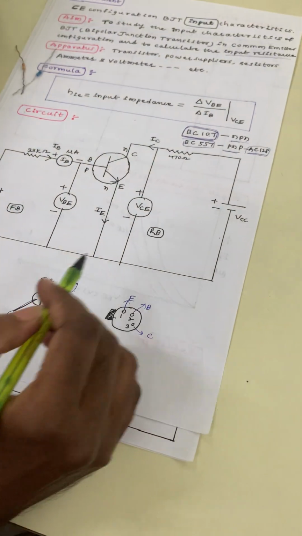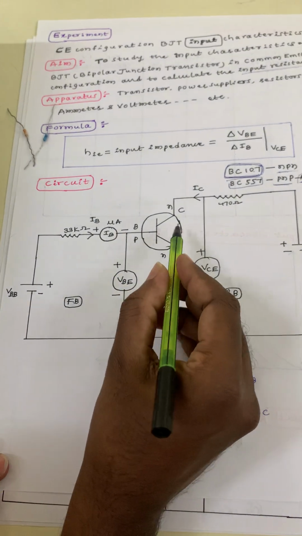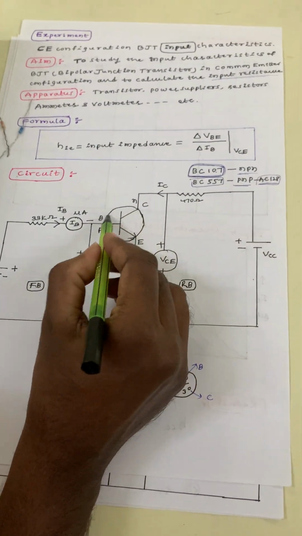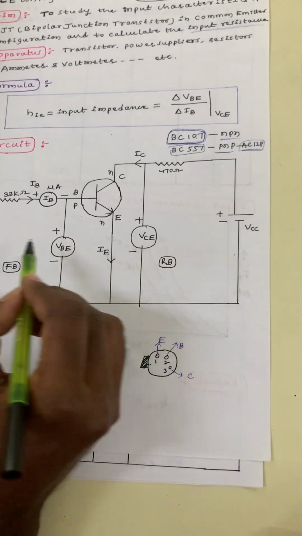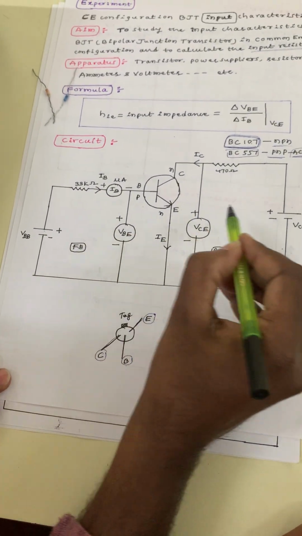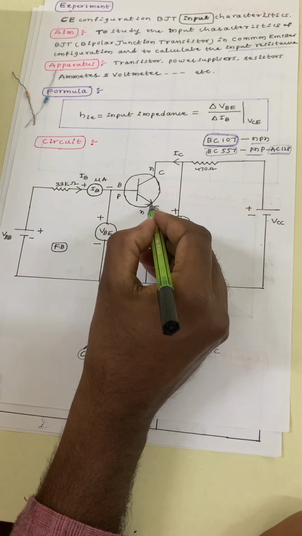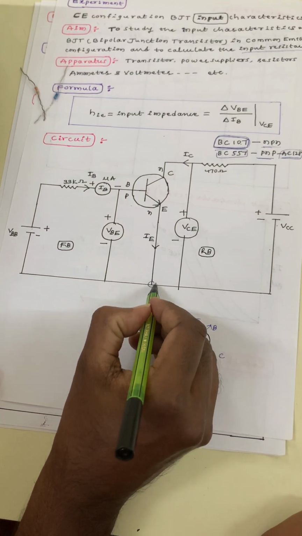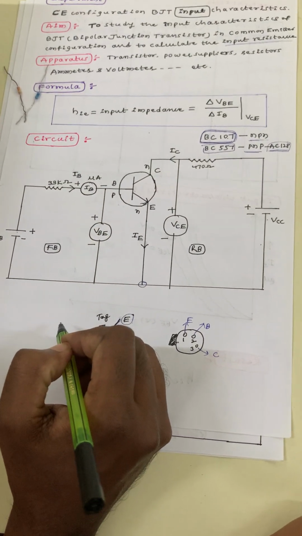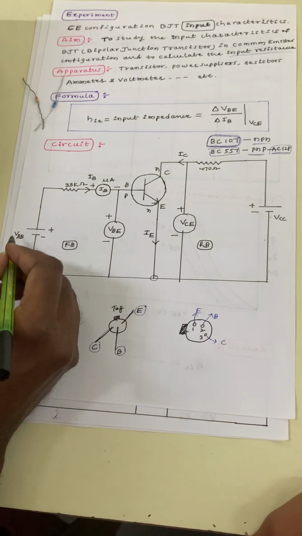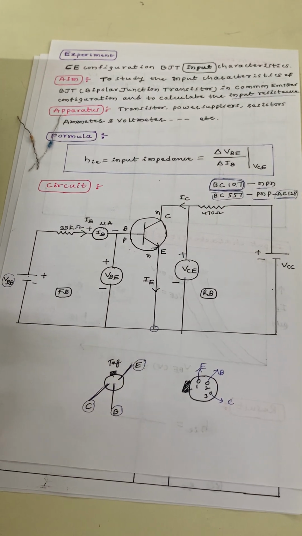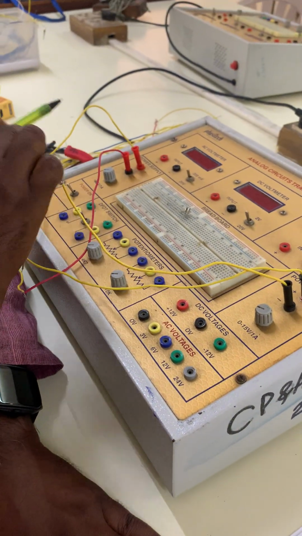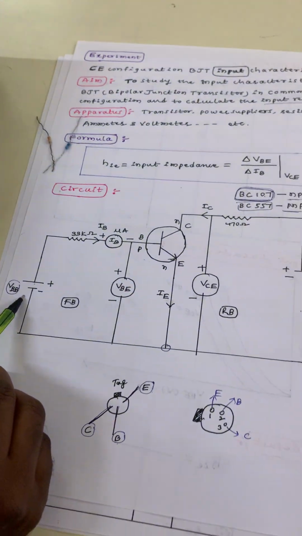First, you see the circuit diagram. This one is the NPN transistor symbol. Here the emitter is common to the input and common to the output. Now the emitter is connected to the ground first. Next, we have to take two power supplies, power supply 1 and power supply 2. These two power supplies you have to take.